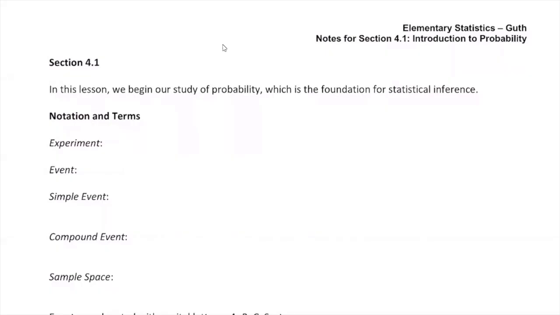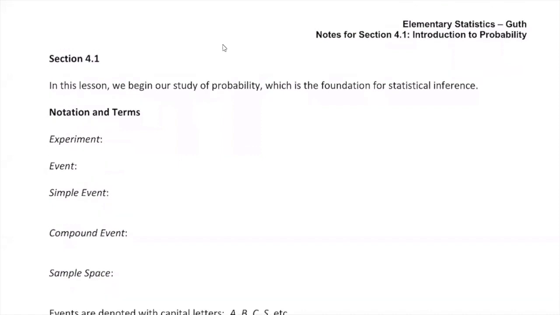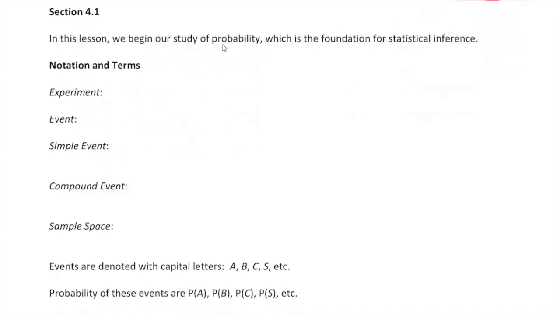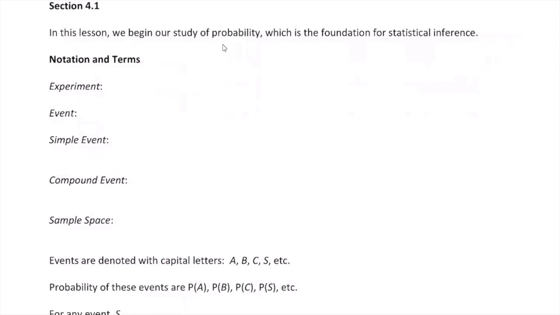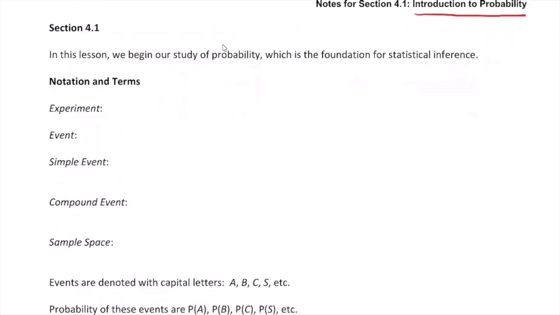Okay, so we're jumping in 4.1, which is just an intro to probability. There's just a handful of terms we want to get through, and then we'll start doing some basic probability problems. And then after that, we're going to make it a little bit more advanced. Okay, so to begin, we have a bunch of terms. So the first term is experiment.